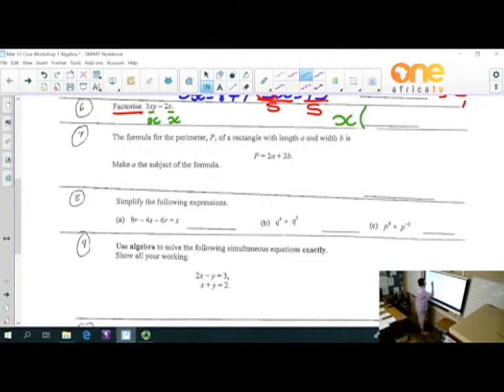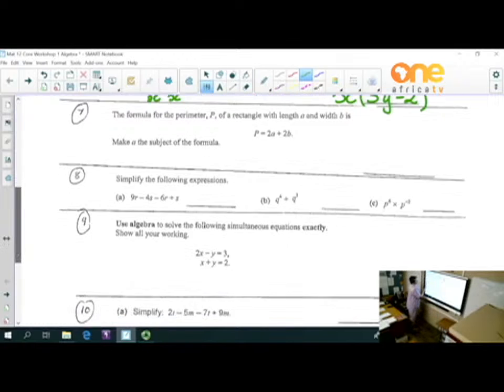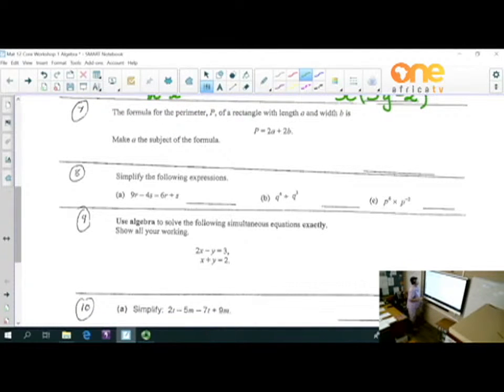Write it down. And then it is 3y minus 2. 3y minus 2. That's my factors. Question 7. The formula for the perimeter of a rectangle is given.